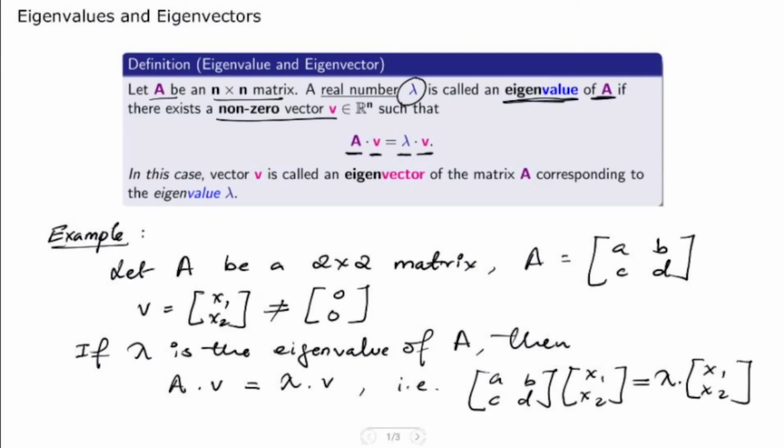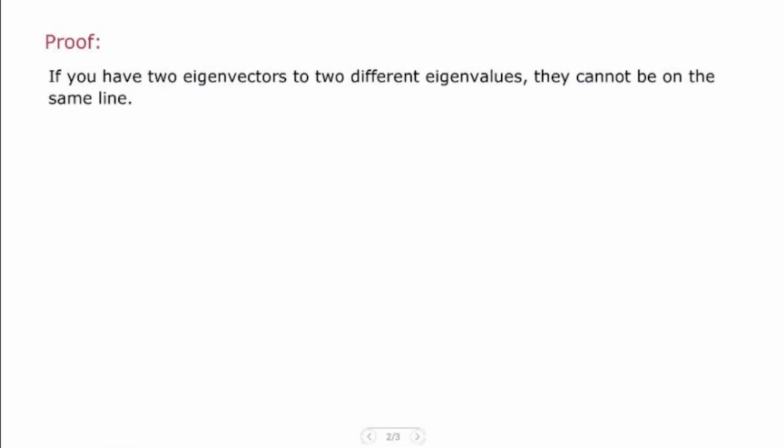Now let's start the task for today, which is a proof of a statement. So here we have a statement given to us, which is: if you have two eigenvectors to two different eigenvalues, they cannot be on the same line. So maybe to explain this in more detail, let me write it down here.